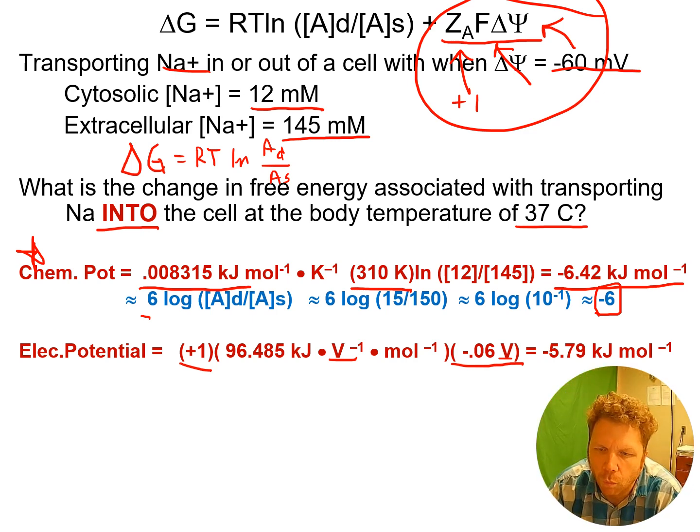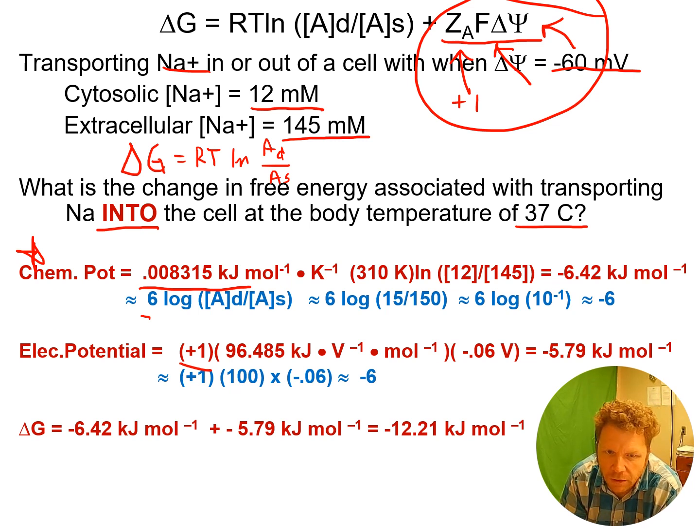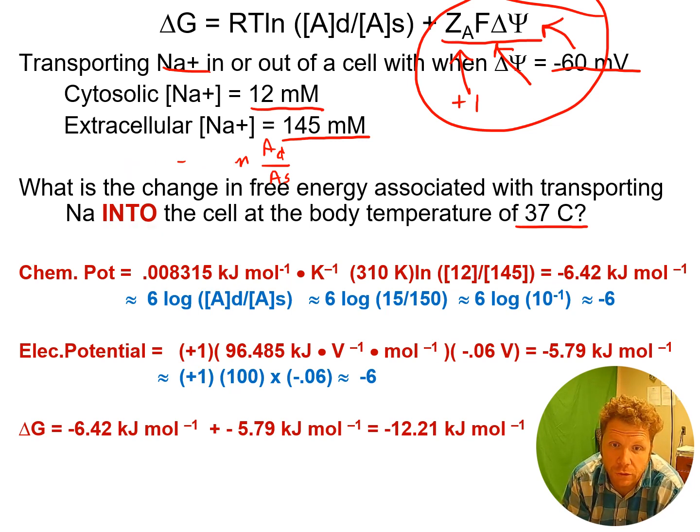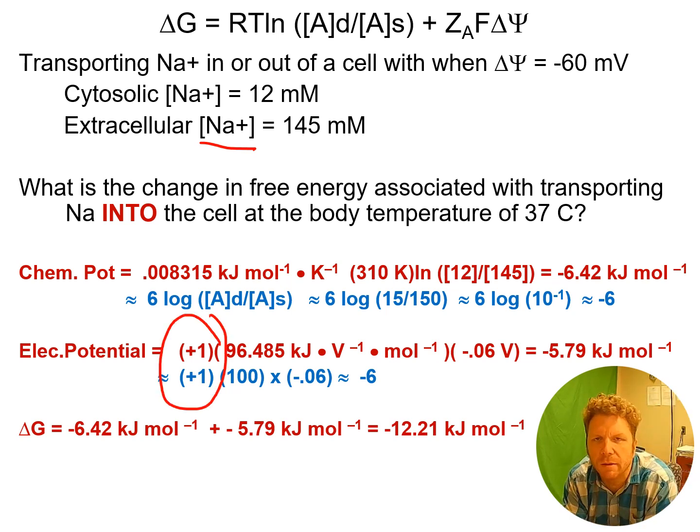Okay, so what we end up having is a delta G for this of negative 12.21. Great. Now, I like this calculation. I think it's valuable because this gives us a foundational calculation. What could we change about this, and how would it change our answer? For starters, we were using a sodium ion, so that influenced this number right here. What if we used a chloride ion? How would that impact our result? Well, it wouldn't be negative 5.79, it would be positive 5.79.